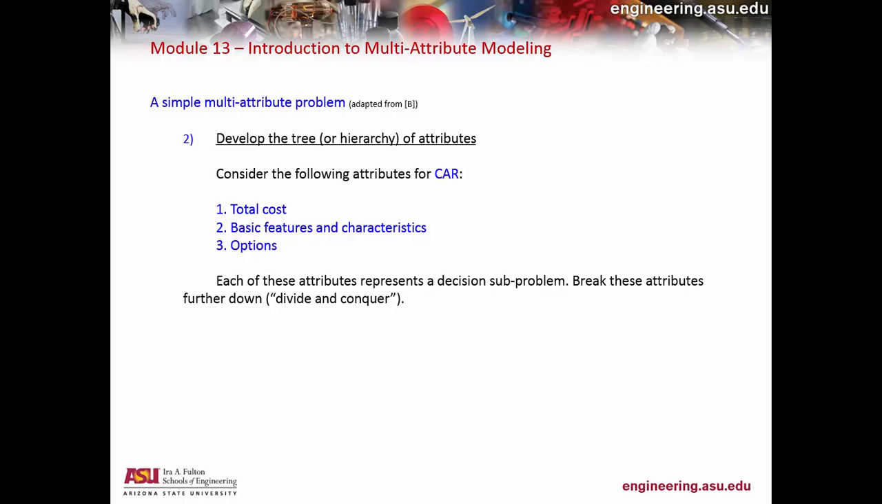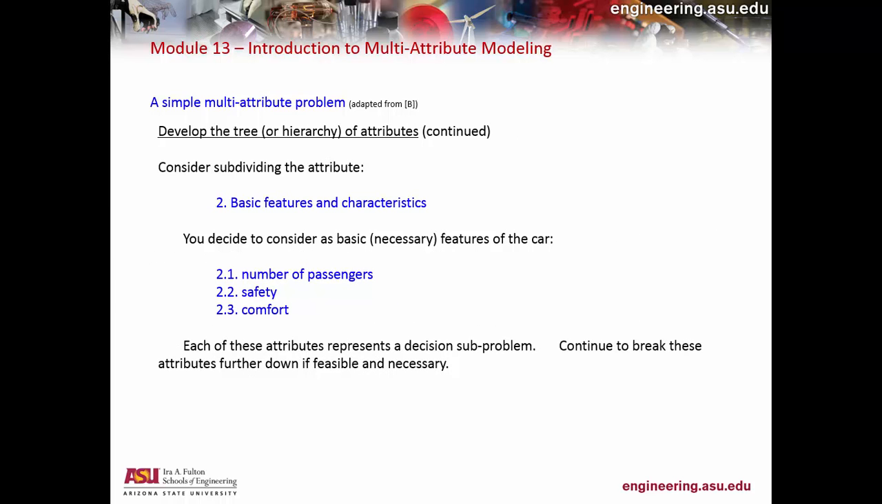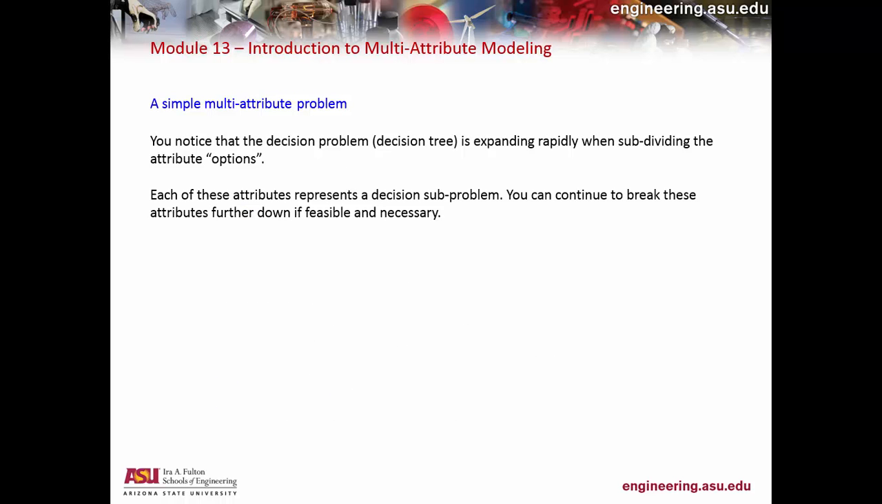And actually each of these I can even break down further into more branches of the tree. So in terms of cost, it's purchase price, maintenance cost. Those are the sub-challenges. My features, so it's like number of passengers, safety, comfort. Is that an option? And then in terms of options, we have all of these, and these are the things like, do I want to buy or don't want to buy? But you could say this is another attribute to the whole problem.